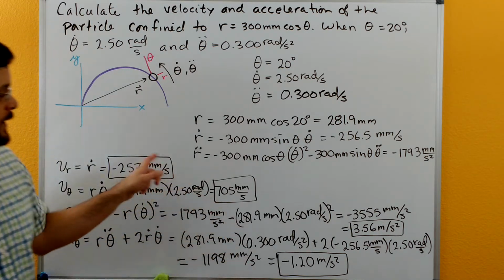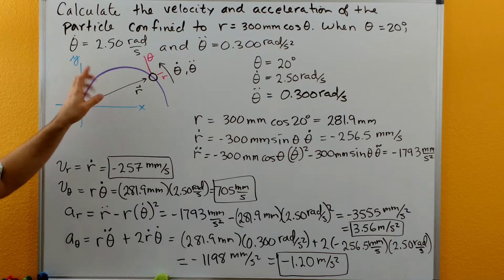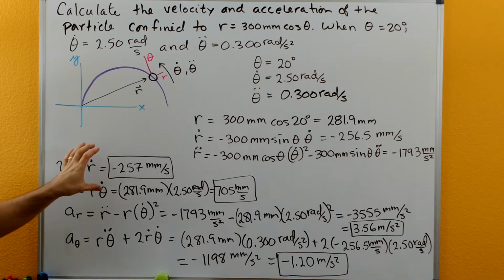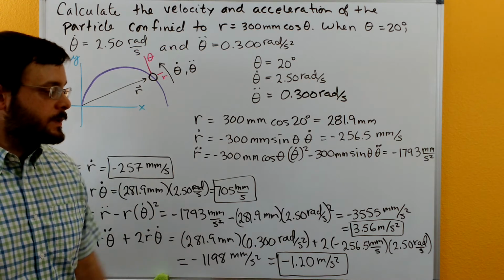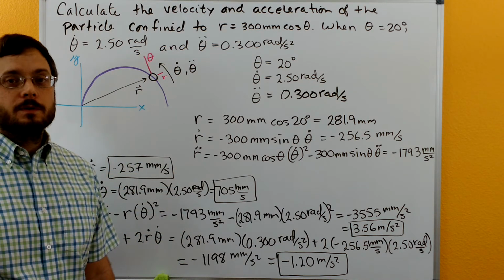So we've got the velocities here, and we've got the accelerations here. If the problem had asked us for a magnitude of the velocity or a magnitude of the acceleration, you just need to take each component, square them, add them together, take a square root.